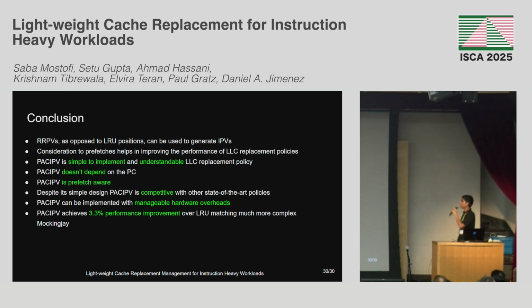So in conclusion, we find that RRPVs, as opposed to LRU positions, can be used to generate IPVs. And considering prefetches in our policy actually helps to improve performance. Furthermore, based on these two findings, we invent Pack IPV, which is a simple and understandable policy that doesn't depend on the program counter and is prefetch aware. In the results, we saw that Pack IPV is competitive with other state-of-the-art policies and has manageable hardware overheads. In summary, it gives a 3.3% performance improvement over LRU.